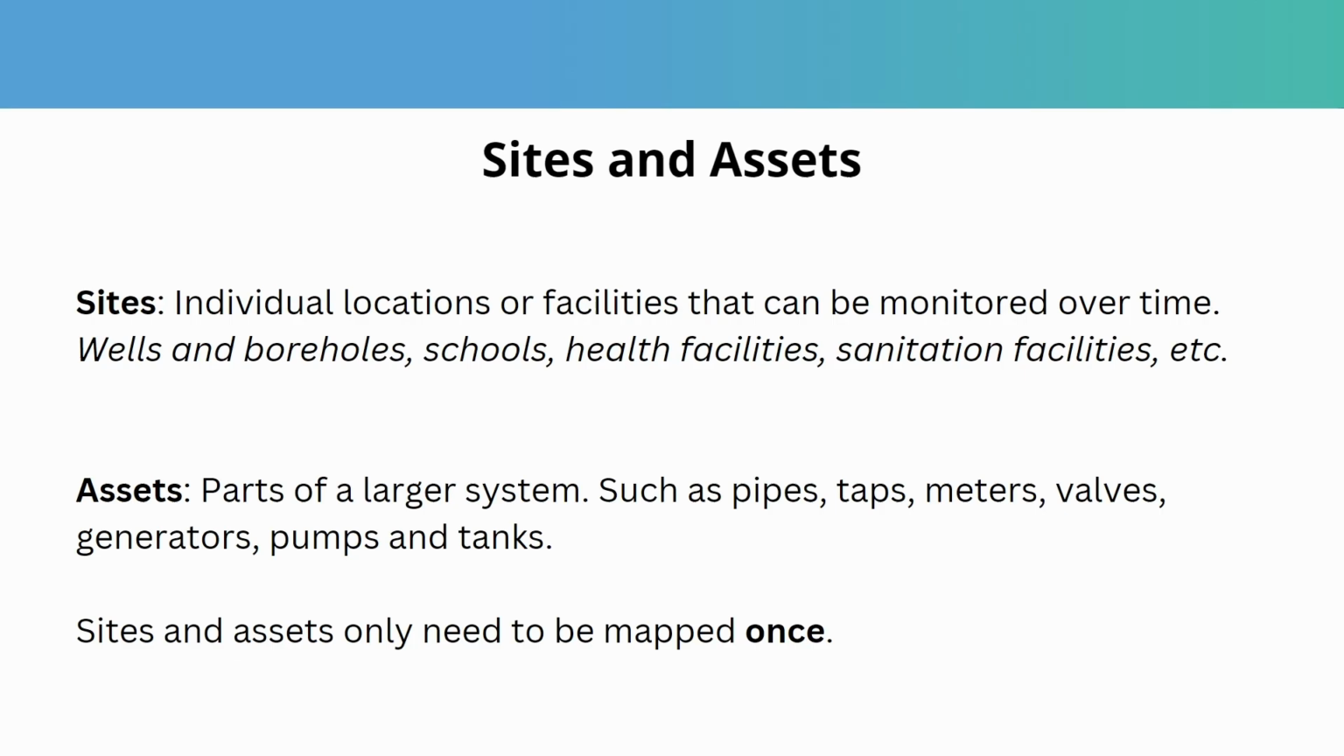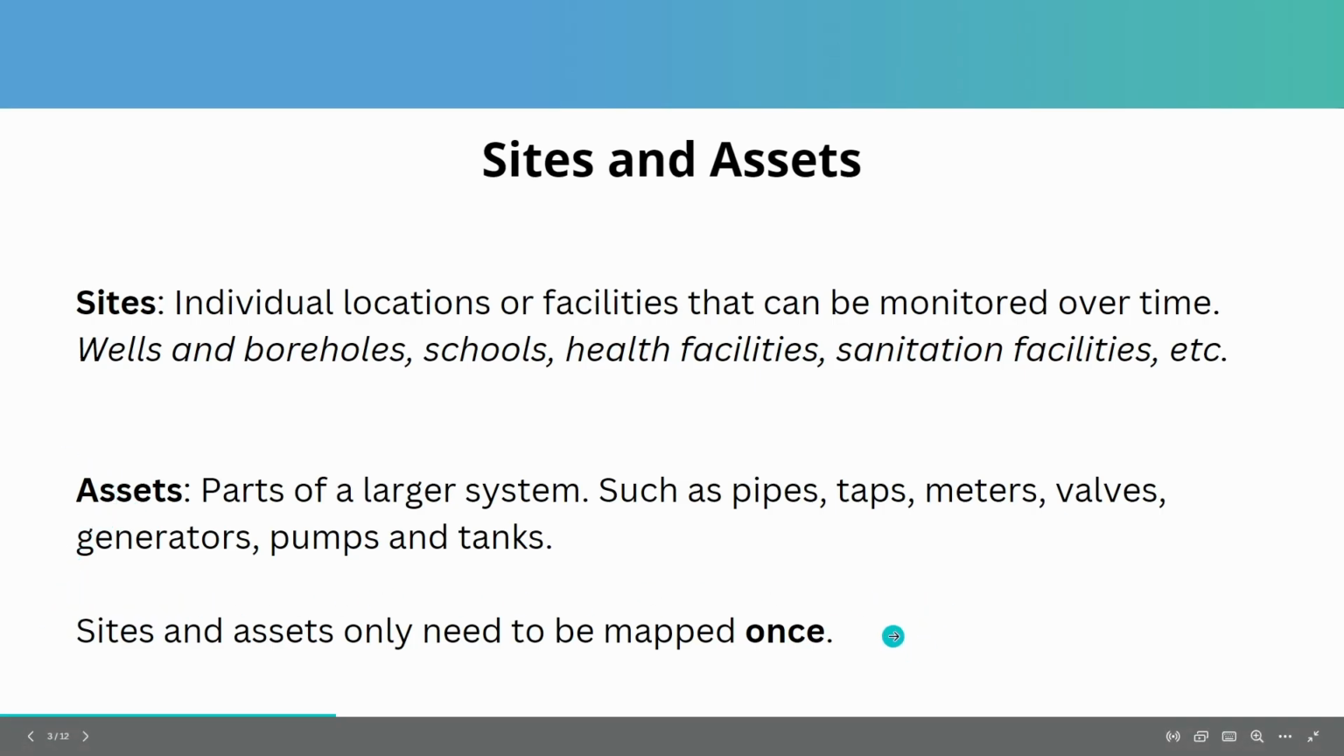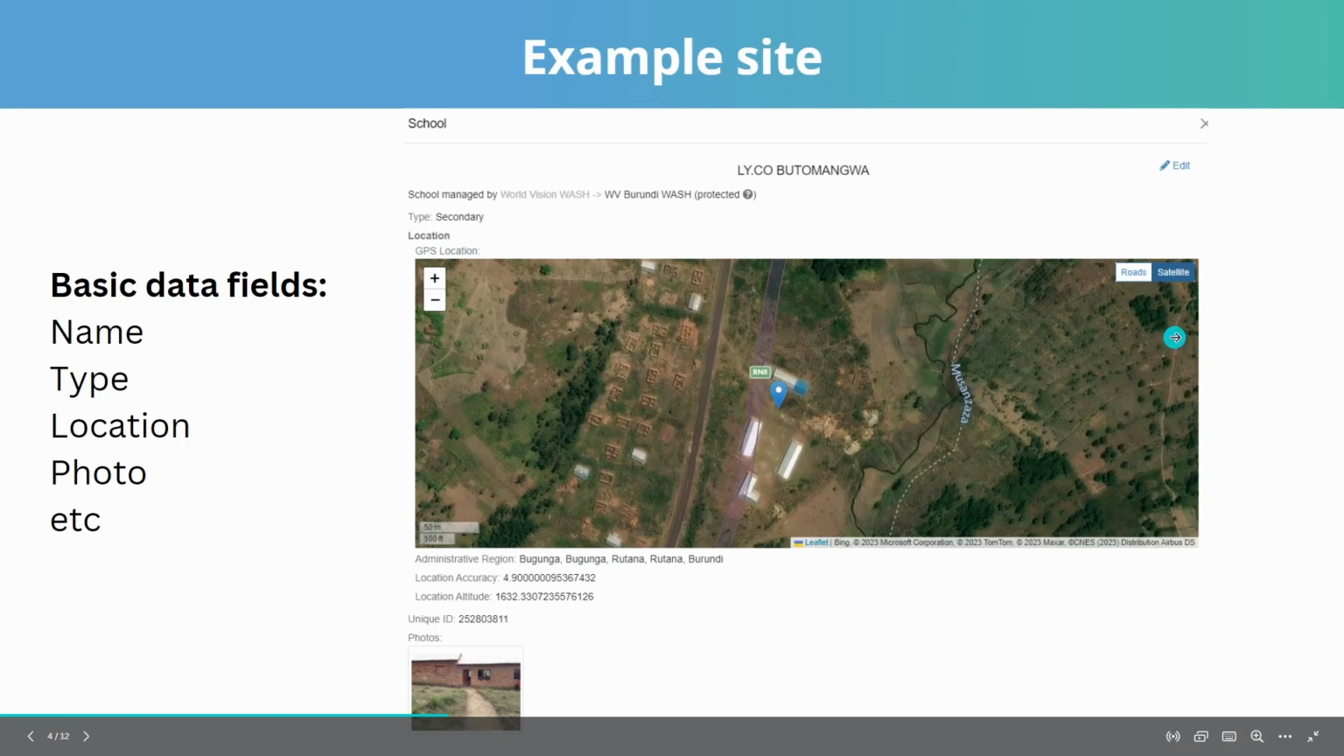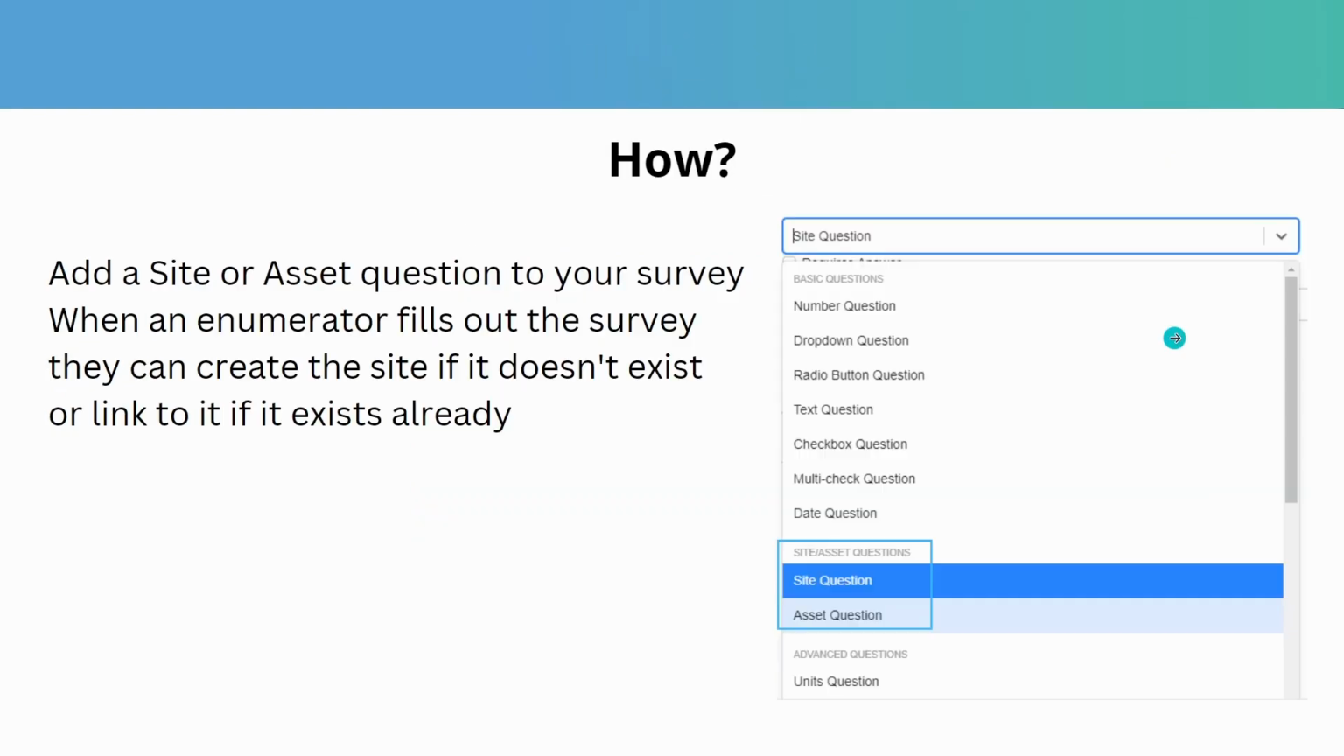So you might have a meter reading survey and collect recurring data on meter readings, or the functionality of taps. And these things only need to be mapped once. So if you've mapped a site once, you don't need to do it again. That saves you a lot of effort. Here's just an example of a school where you see that basic data fields are collected that one time. So the name, who manages this digital data in mWater, what type of school it is, a secondary school, what's the location, photo of a school, and so on. So basic facts, standard fields that we provide.